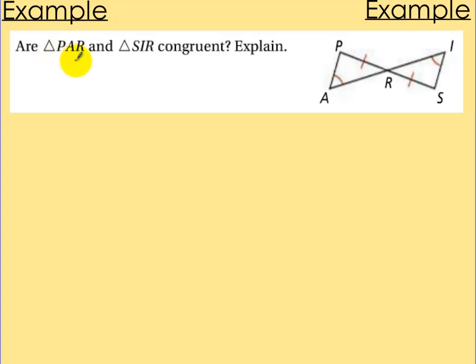Okay, are triangle PAR and triangle SIR congruent? And explain it. So, looking at this picture right here, I know this angle and this angle are congruent, and they got two matching sides here. Well, what else do I know about this triangle? Well, I got vertical angles right here, so I could say this angle and this angle are congruent. Therefore, I have angle 1, angle 2, side 1. So this is congruent by angle, angle, side. So how are these congruent? Angle, angle, side, because I have this angle, and this. And that's how I'd explain it. Done.